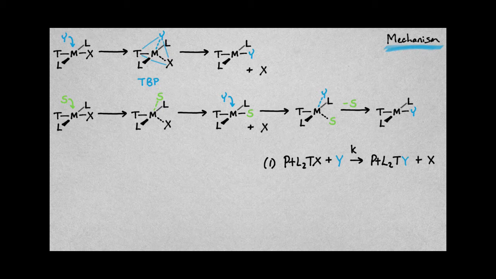The rate law for this mechanism, assuming a rate constant k, would be equal to k times the concentration of the complex times the concentration of the incoming ligand Y.